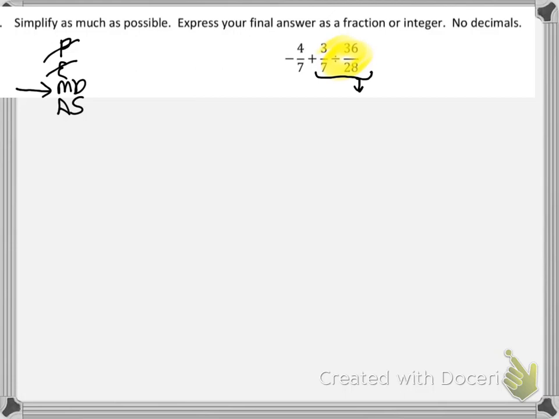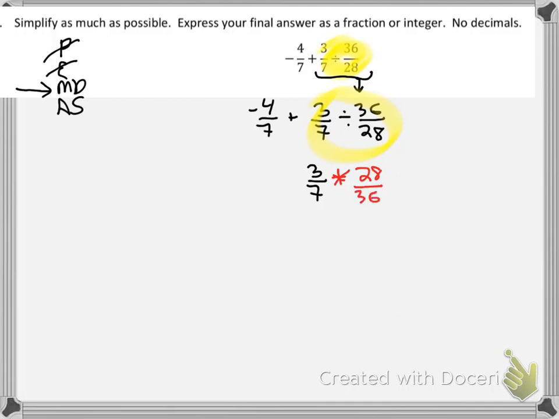Okay, so we have 3 sevenths divided by 36 over 28. Okay, and again, this guy, he's still hanging out over there, but we're focusing just on this part of it. So how do we divide two fractions? Well, you might remember what we need to do is we need to do the keep, and then we do a change. We change the division to multiplication, and then we flip our fraction. 36 over 28 becomes 28 over 36. So we do a keep, change, flip.